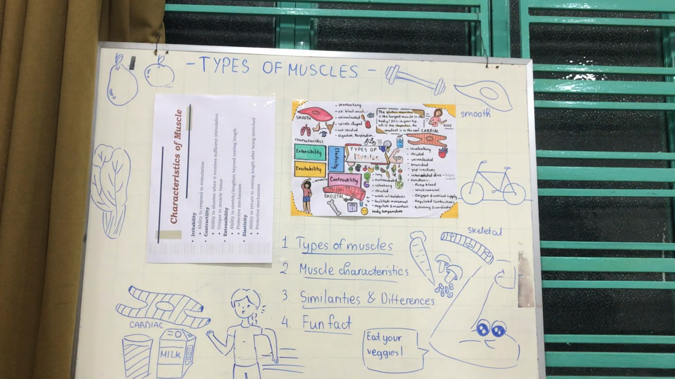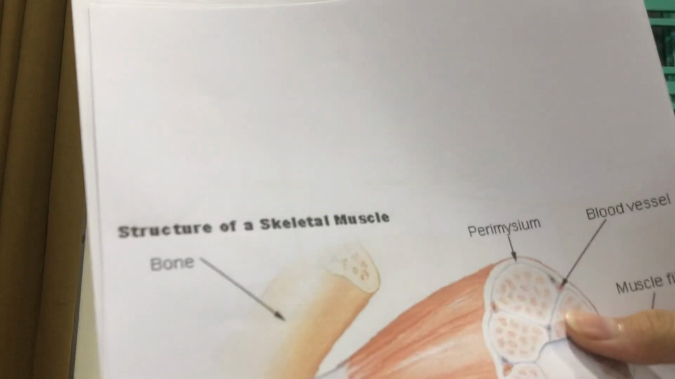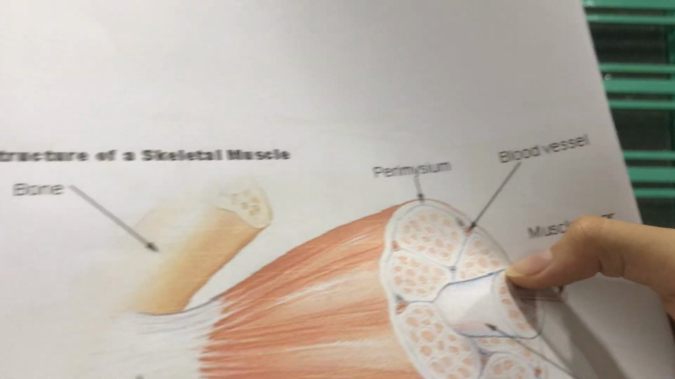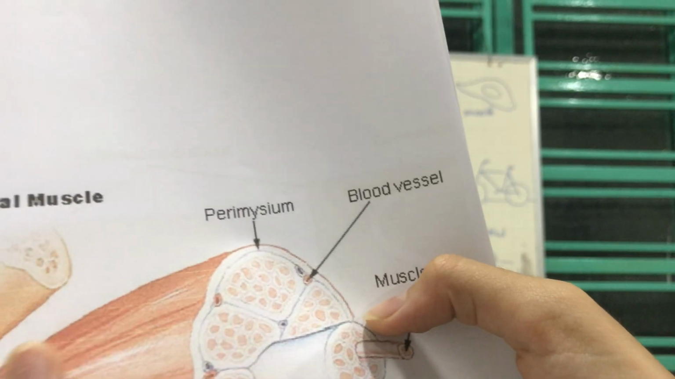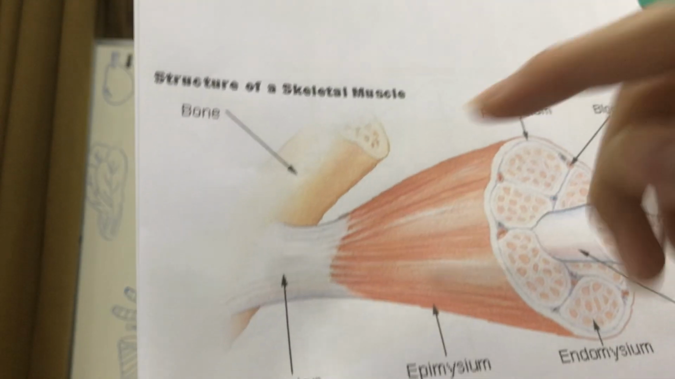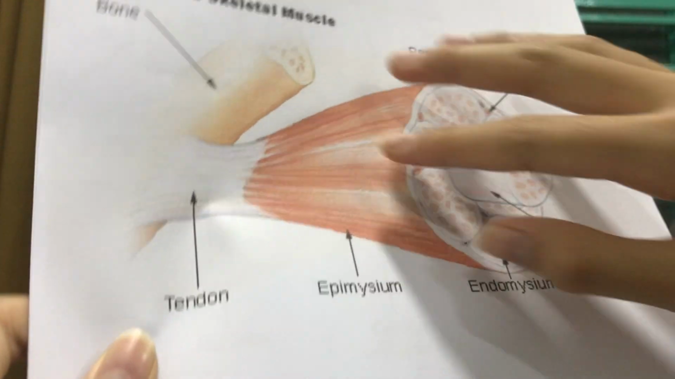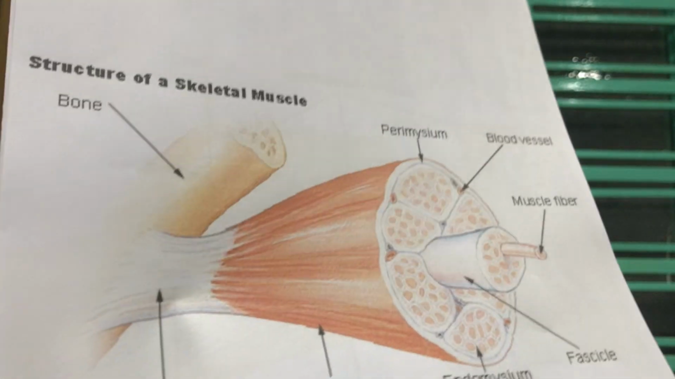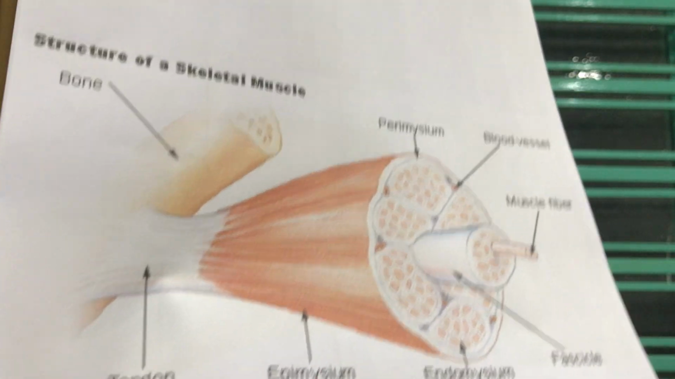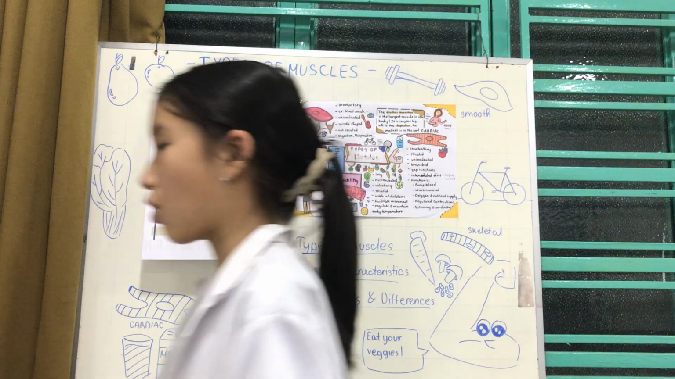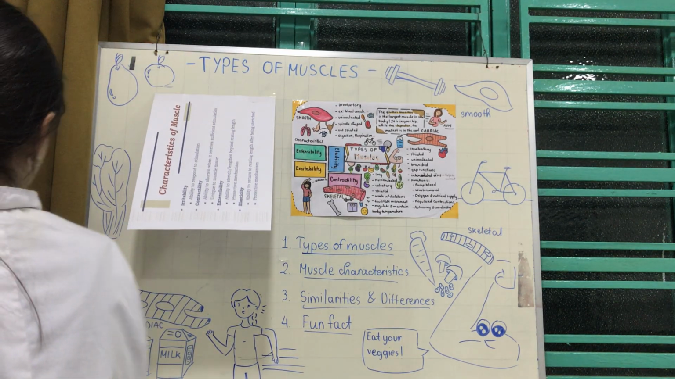And finally, this is the structure of the skeletal muscle. So there is the bone, there's the tendon, this is the muscle here, and this is the tendon. It connects the bone to the muscle, and it helps to contract, relax, and facilitate movement overall. So that is the structure of a skeletal muscle, a voluntary muscle.